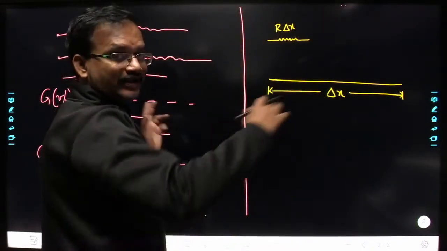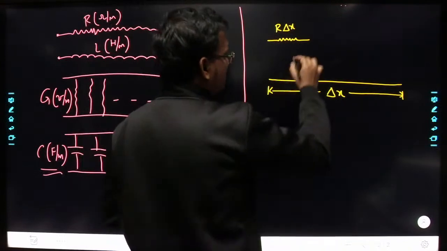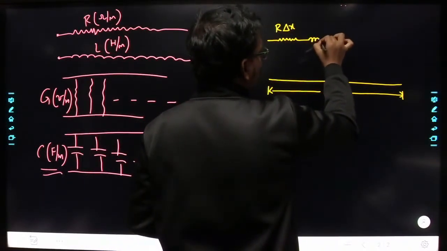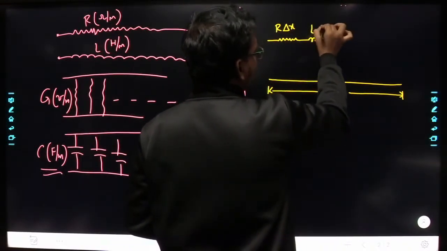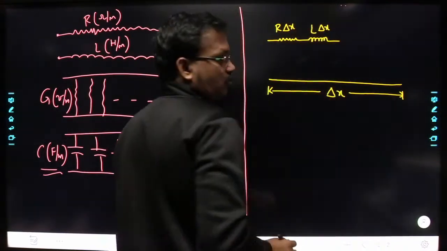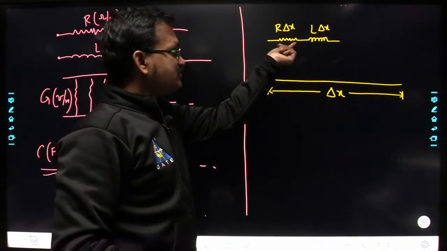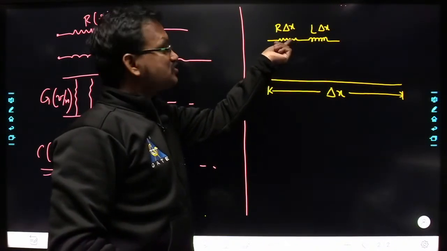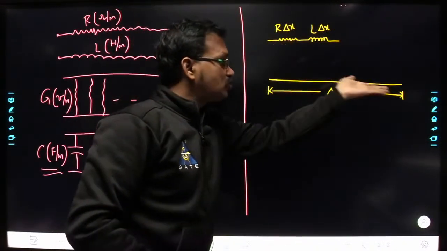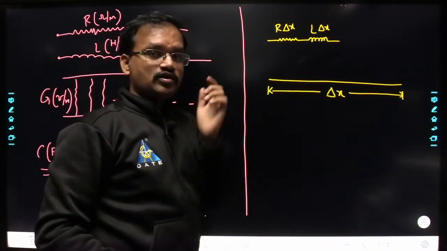What is the total inductance of the transmission line? It is nothing but L into delta x. You have to always keep in mind that this resistance is not located at this particular location. This resistance is distributed throughout the length of the transmission line. That's what you have to keep in mind.